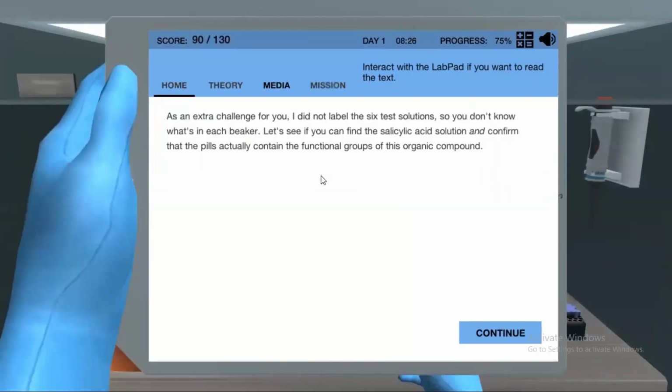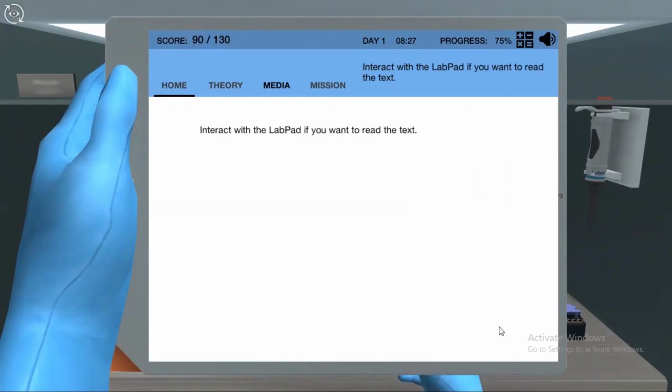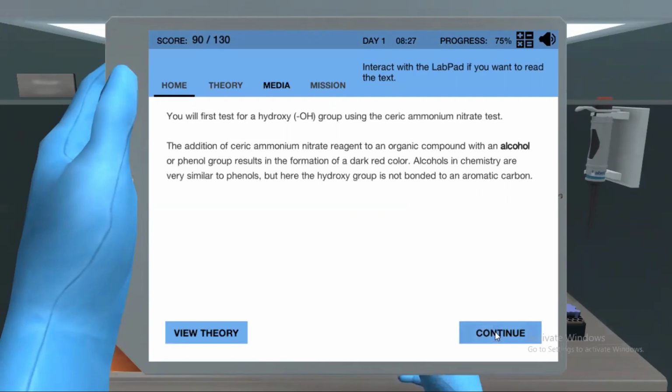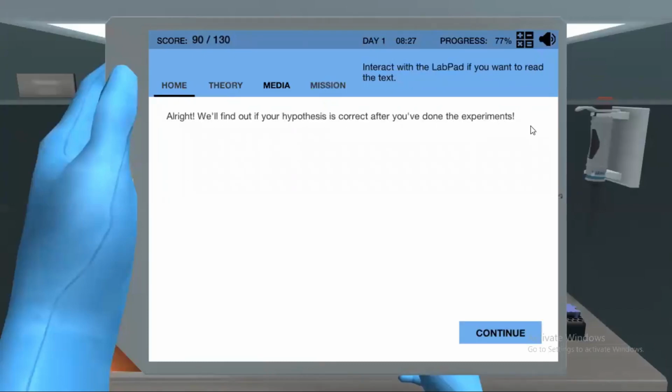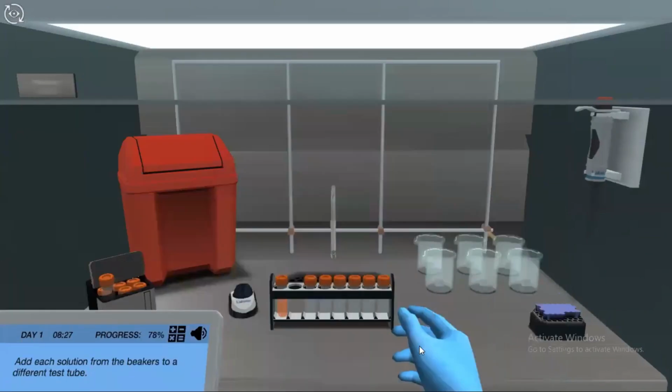As an extra challenge for you, I did not label the 6 test solutions, so you don't know what's in each beaker. Let's see if you can find the salicylic acid solution and confirm that the pills actually contain the functional groups of this organic compound. You will first test for a hydroxy group using the ferric ammonium nitrate test. According to what you know about the structure of salicylic acid, what should happen to that solution after performing this test? Alright, we'll find out if your hypothesis is correct after you've done the experiments. Add each solution from the beakers to a different test tube.